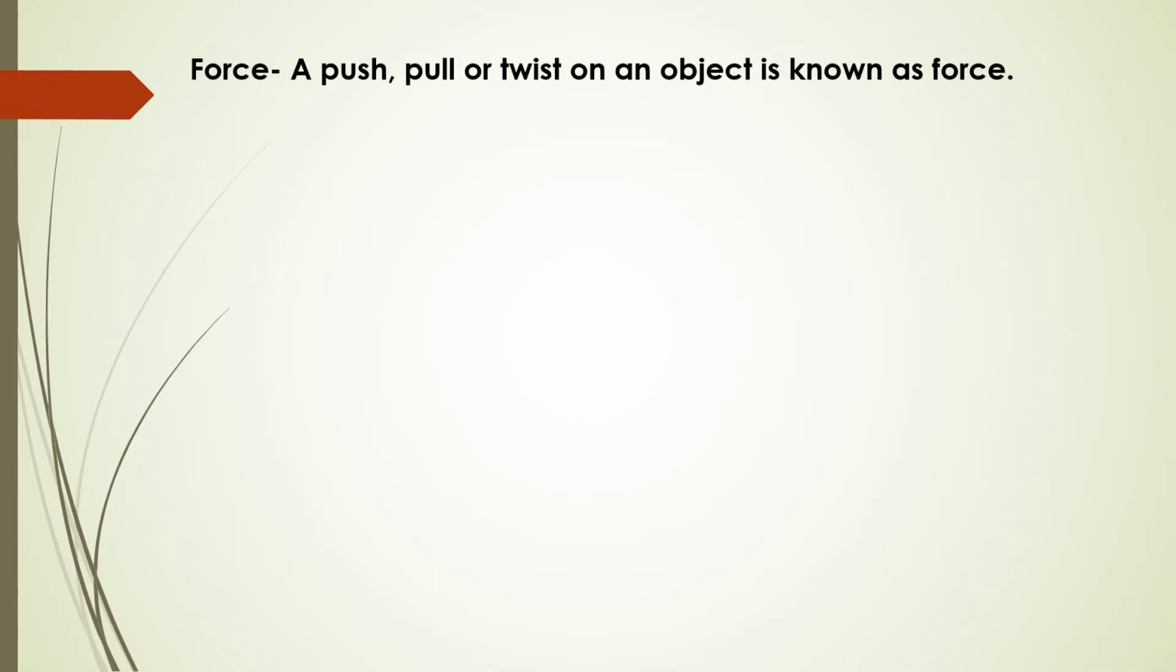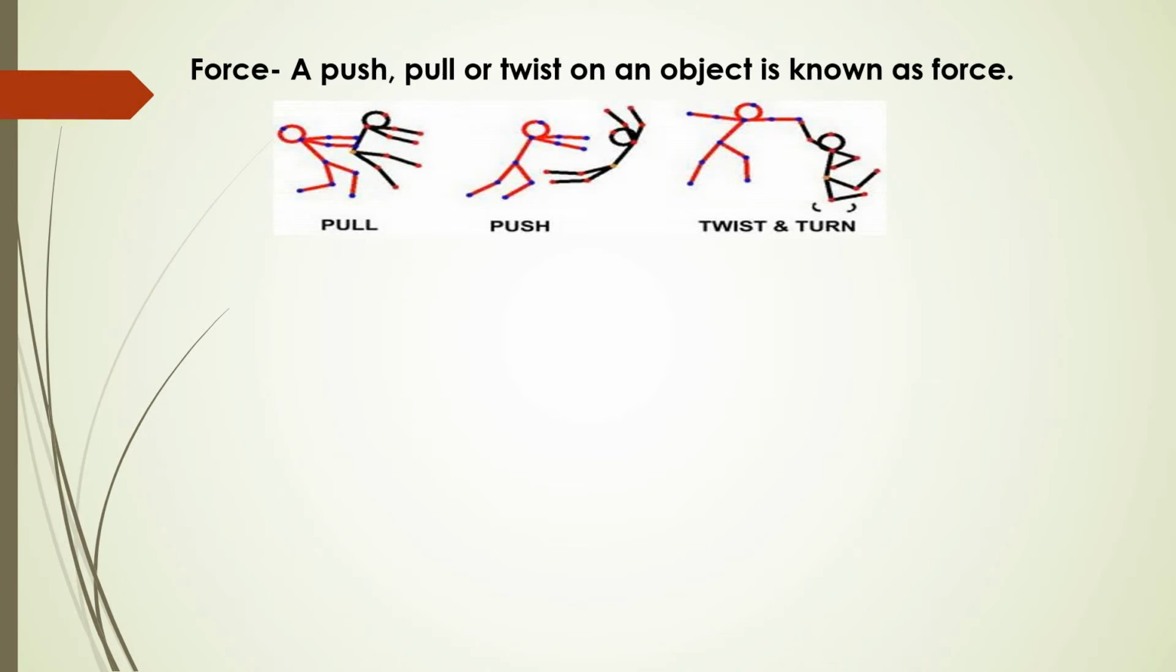Before knowing what is work, let us quickly revise what we have learned about force. Force is either a push, pull, or twist on an object applied by us or machines. So it can be a pull, it can be a push also, or it can be a twist or turn. So all this type of activity, push, pull, twist or turn, are known as force. We revise this force because without force this new chapter is not possible.